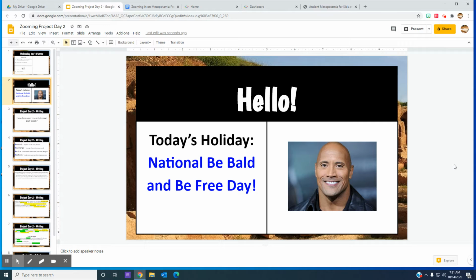Today is kind of a funny holiday. It's National Be Bold and Be Free Day. So, of course, naturally, I put a picture of The Rock, who is the coolest bald person I know. If you know a cool bald person, tell me who they are on LMS on the class wall.